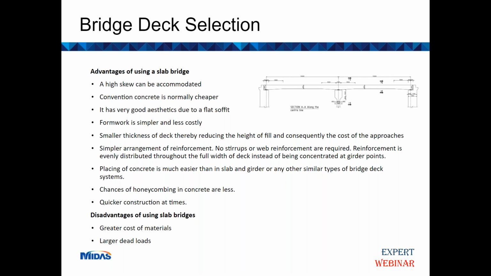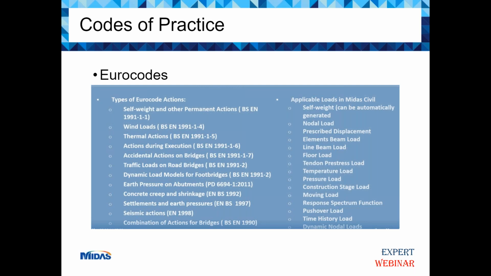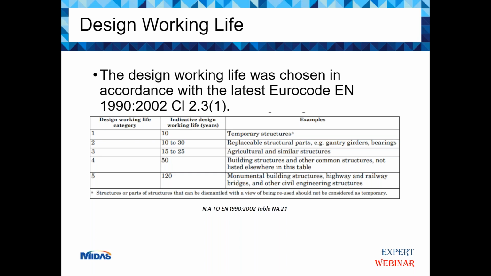So we used the Euro codes in the design of this bridge, and those are the different types of Euro codes I believe most of you should be knowing. Most of you have used them. The design working life that we chose, of course, we followed what the code specifies. That is 120 years, according to the UK national annex to Eurocode. And according to table NA.2.1, for any monumental buildings or bridges, you have to use 120 years as your design working life.